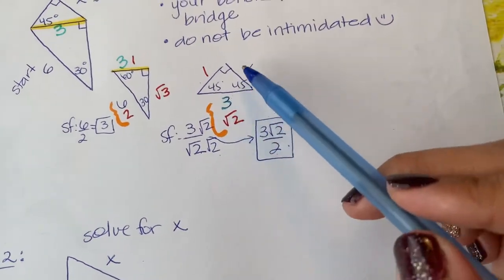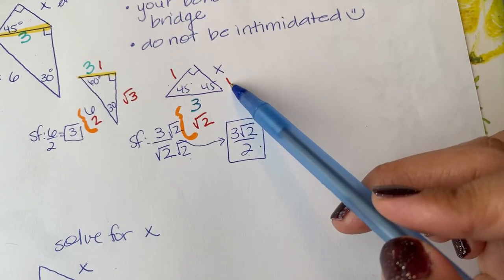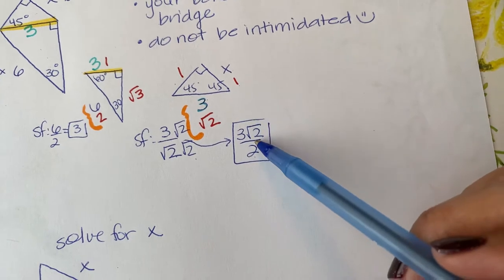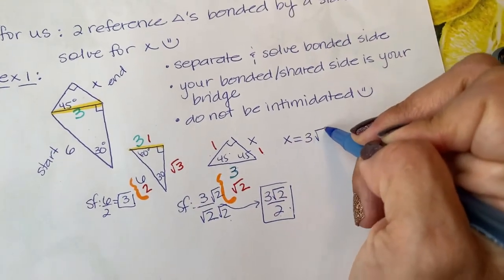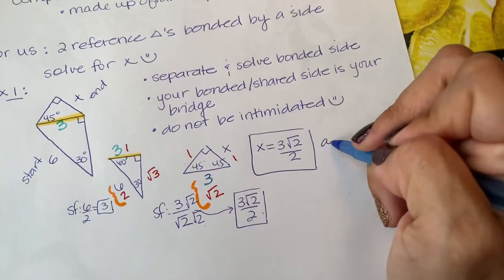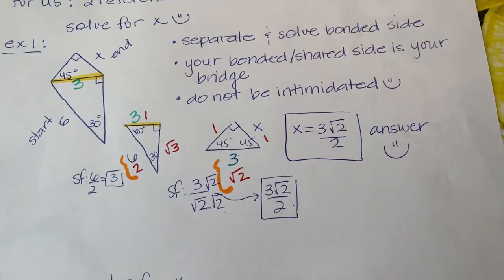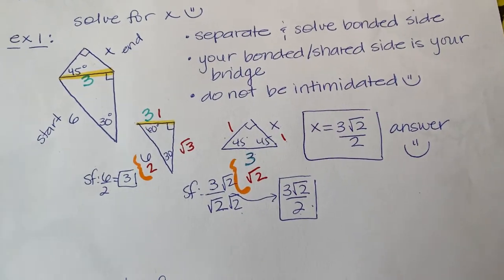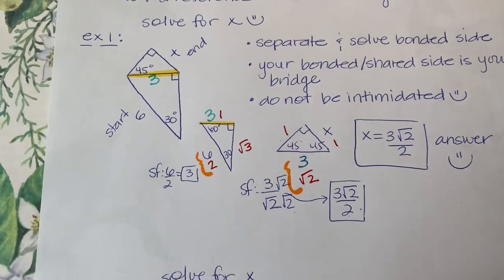So now, find x. If the reference side is 1, what's 3 rad 2 over 2 times 1? 3 rad 2 over 2. And so that is your answer. Okay, not too bad. So what if you didn't want to write all this extra, like, do I have to separate the triangles?